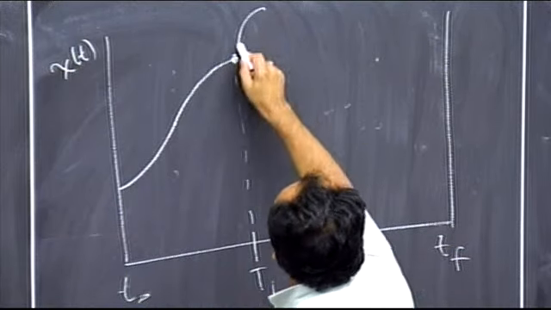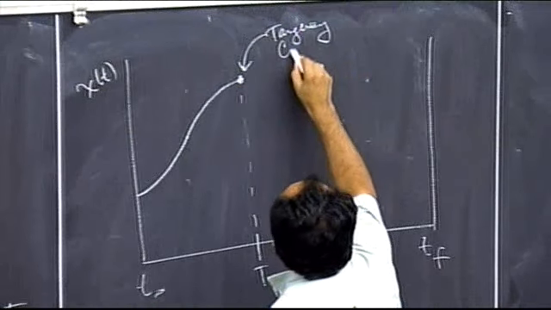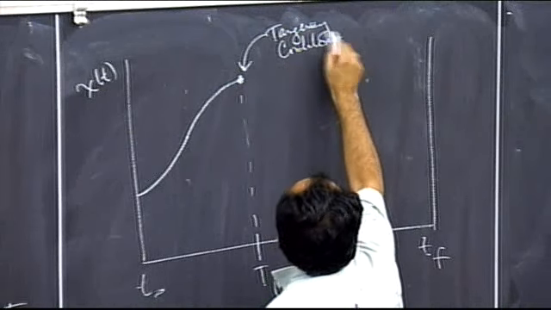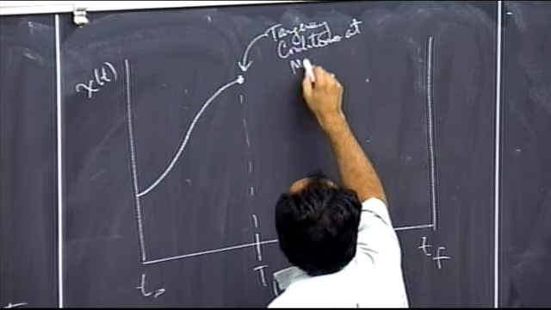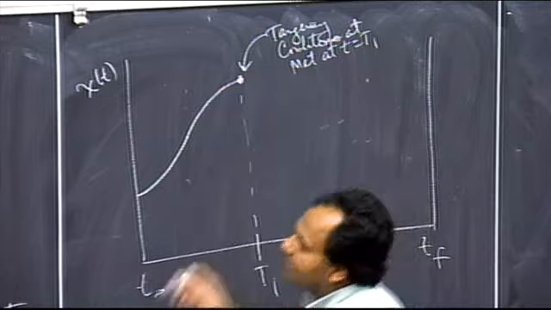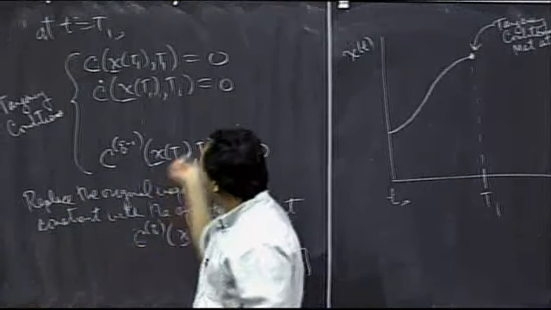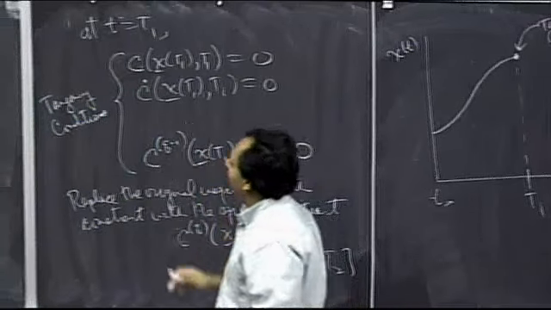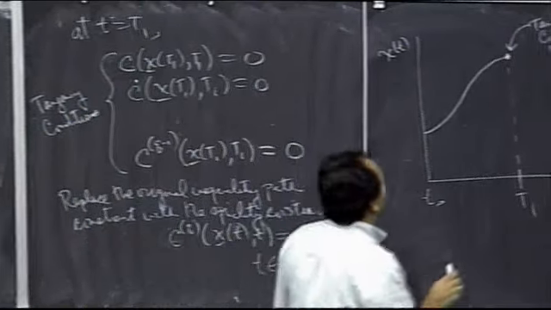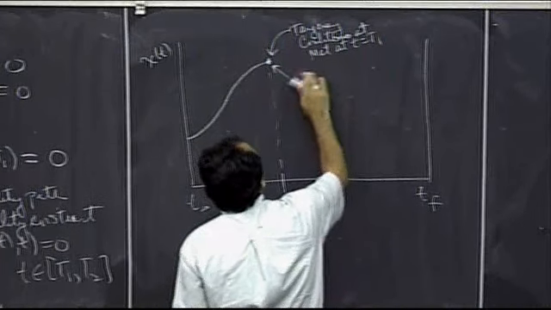The tangency conditions are met at t equals t1. So that is a set of algebraic conditions on the state and time that need to be met in order to be able to determine what's called the entrance to the constrained arc, because the constrained arc starts right here. This is the start of the constrained arc.